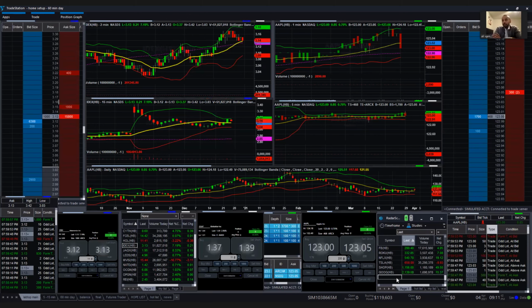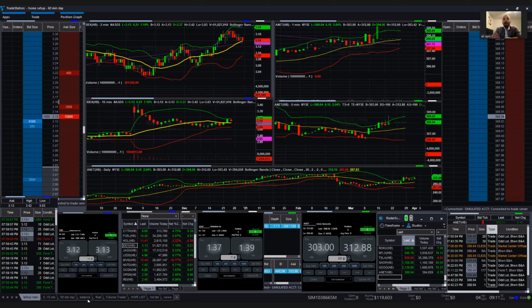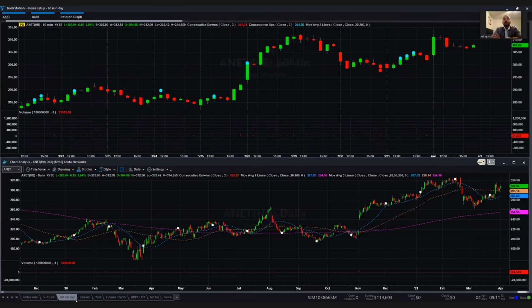This is a unique stock. ANET, A-N-E-T, Arista Networks. And it's been bouncing around from 200 up to 320. Okay, you had an intersecting of the 200, and finally it made its move in November. The 200, the 20, and the 50, and it took off.